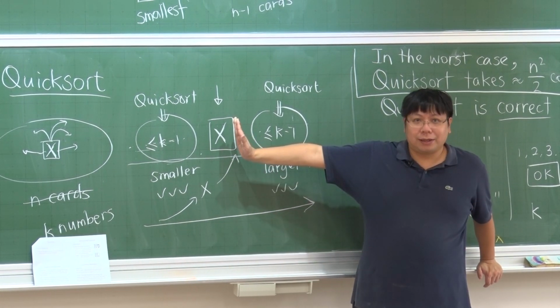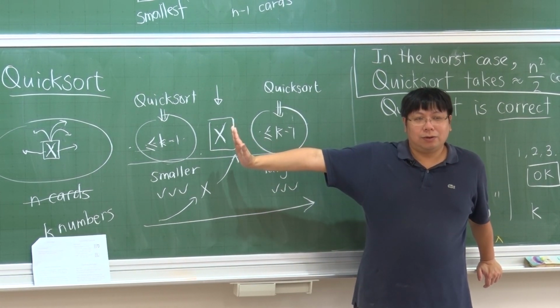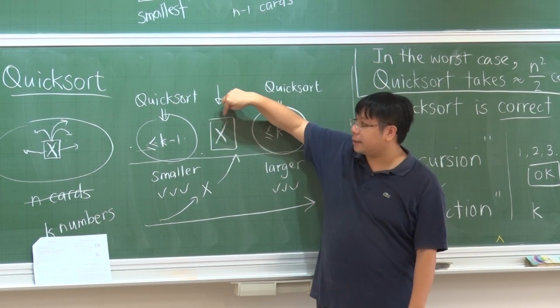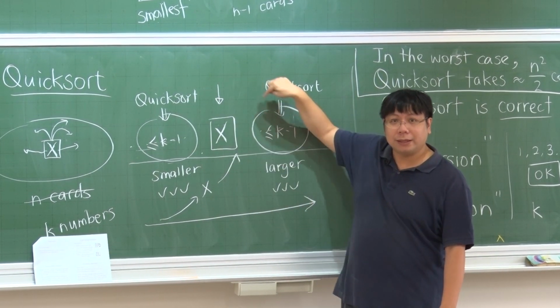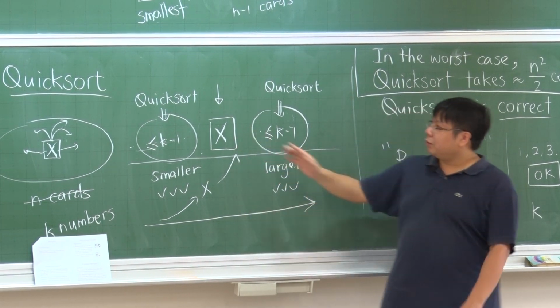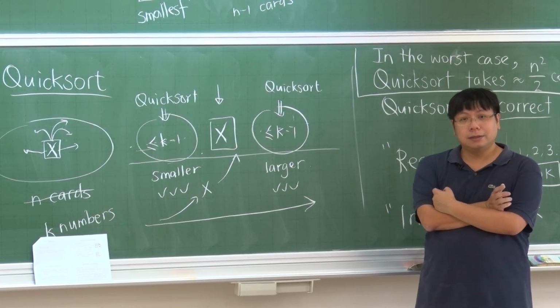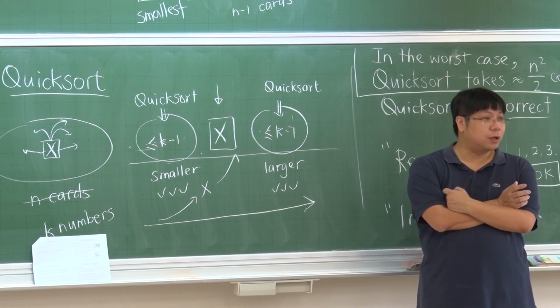So I have x here already, right? After this step, only x is compared with every number here, right? But do you know that some numbers will never be compared anymore? Which numbers will not be compared?